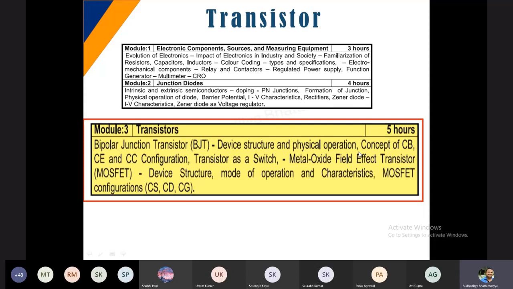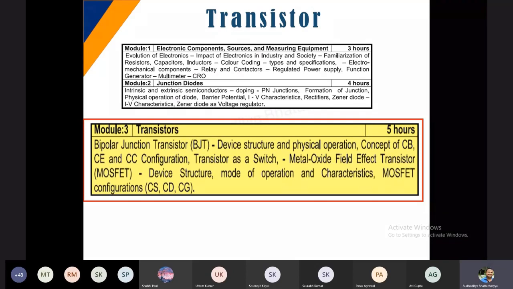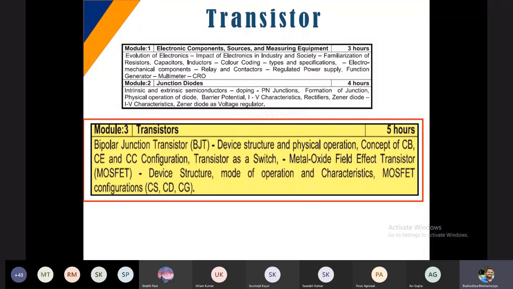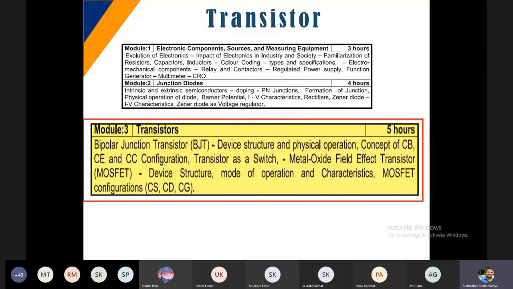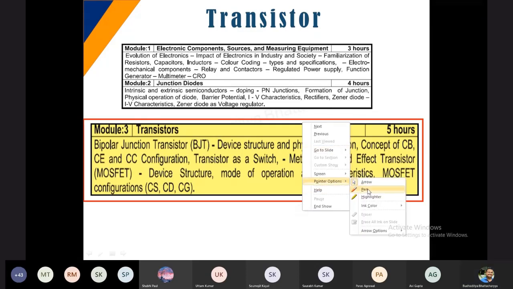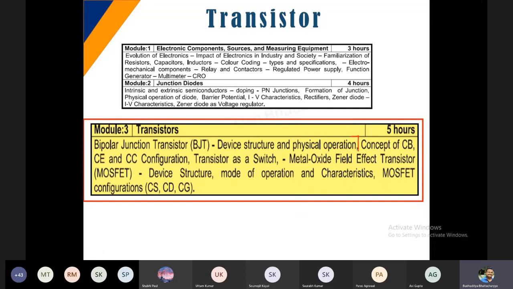The weightage for this portion will be very, very small. So don't worry about it. And it will be very easy for all of you to answer. So don't worry at all. The portion for the third module is up to this part. I'll just make a note of it. Most probably up to this part, that is bipolar junction transistor, device structure, and physical operation. So up to this part, it will be there in the syllabus.